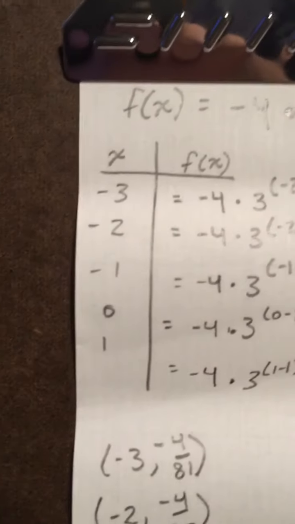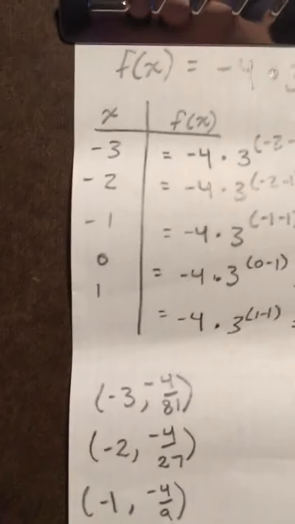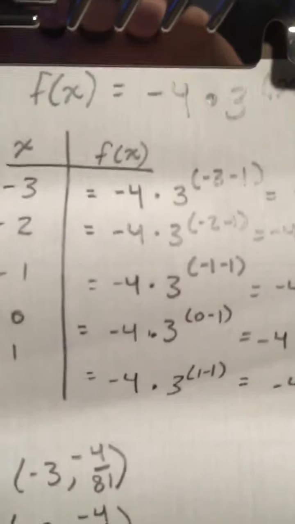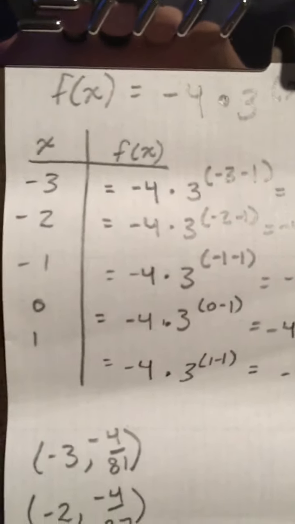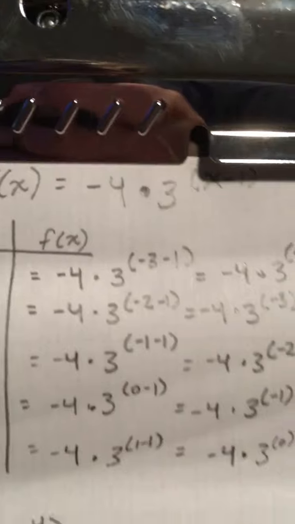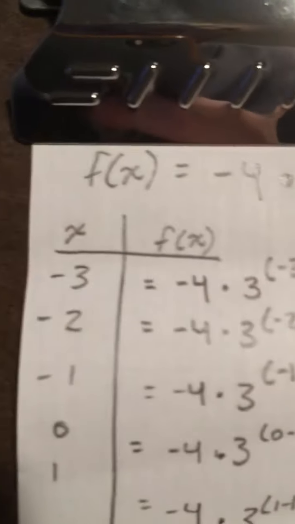So you have x on the left, minus 3, minus 2, minus 1, 0, 1, and then y, or f of x, so that's just the y. And the y, you find it by using the equation. I did minus 3 all the way up to 1, so I started with minus 3, and you put that into this equation. So it'd be minus 4 times 3 to an exponent of x minus 1. And I'm using an x of minus 3, so it's minus 3 minus 1, which is minus 4. So we solve minus 4 times 3 with the exponent of negative 4.